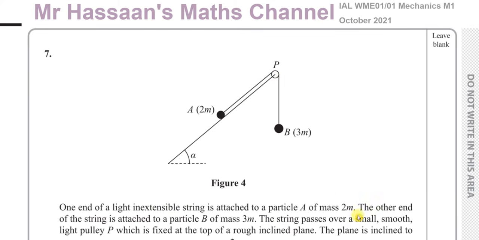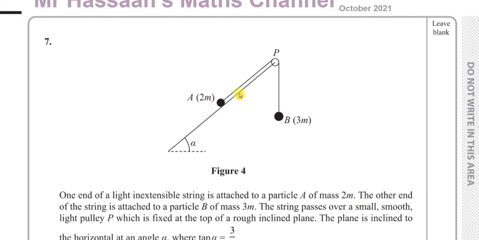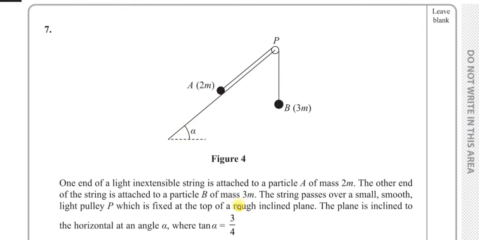The string passes over a small, smooth, light pulley P, which is fixed at the top of a rough inclined plane. The plane is inclined to the horizontal at angle alpha, where the tangent of alpha equals 3/4. So the tangent of alpha equals 3/4.